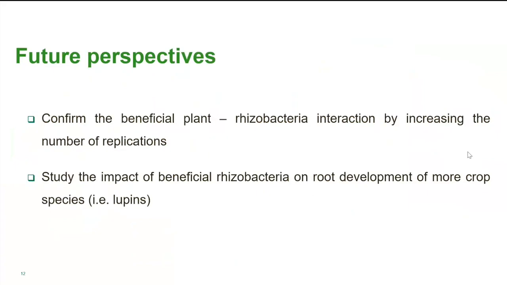Our future plans include confirming the beneficial plant rhizobacteria interaction by increasing the number of replications. At the moment, we built more rhizoboxes and we plan on working a bit on a different picture-taking process, because we have some issues with the reflections on the acrylic sheets. And also we plan to study more crop species.